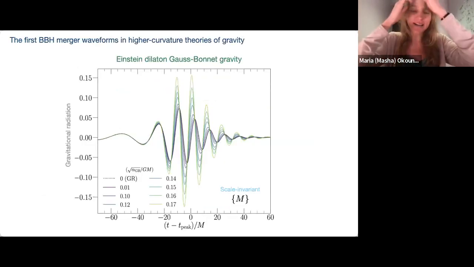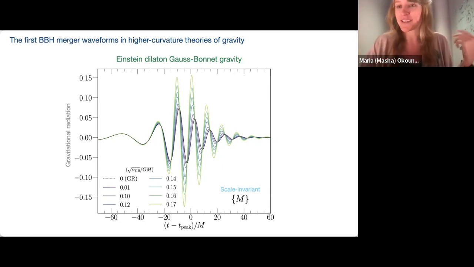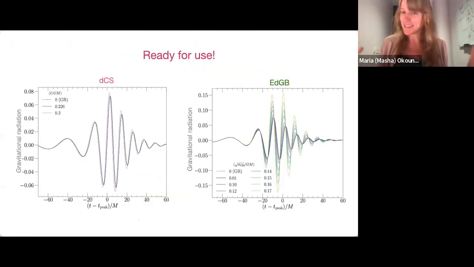And here are results for Einstein-dilaton-Gauss-Bonnet gravity, again with the total mass scaled out. And GR is the dashed black line. And as I ramp on, as I introduce larger and larger values of this beyond GR coupling parameter, I see modifications to the amplitude and phase of the system. And so in a sense, these are ready for use for DCS and EDGB.